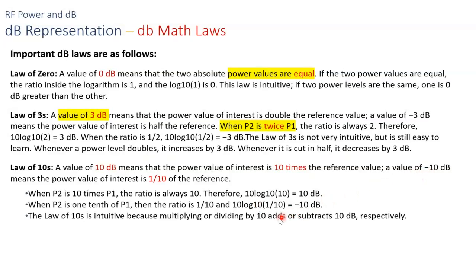So if the value is minus 10 dB, this means that P2 is 1 over 10 compared to P1. So P2 over P1 equals 1 over 10, and the value comes out to minus 10 dB. If the value is 10 dB, this means that P2 over P1 equals 10 over 1, so P2 is 10 times P1.